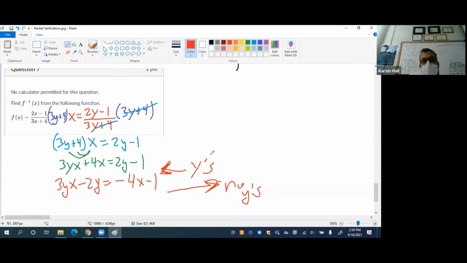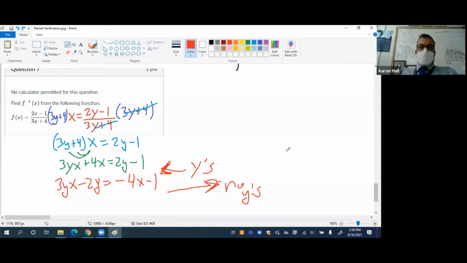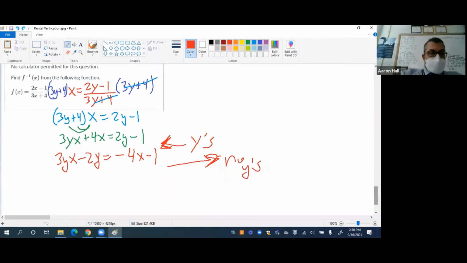So that was our next step. We're trying to get all the y's on one side and all the no y's on the other side. Actually, that's something important in calculus. So we'll have to do that when we're solving implicit differentiation. We'll have to do this. All right. So what's the next step then? Yeah, let's factor this. How do I factor that?